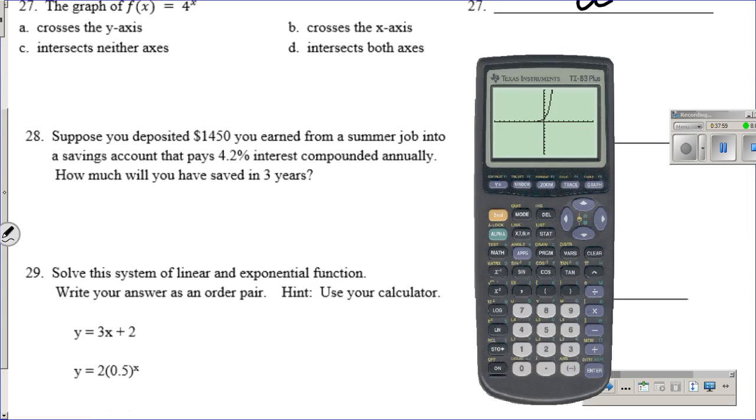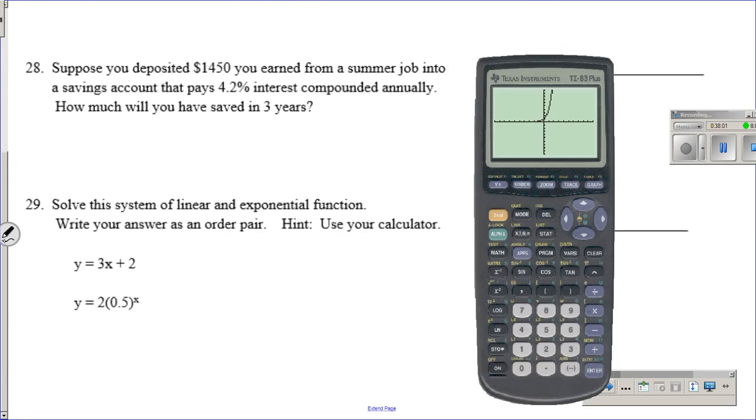Okay, for question 28, it says, suppose you deposited $1,450 you earned from a summer job into a savings account that pays 4.2% interest compounded annually. How much will you have saved in 3 years? So again, look for that. Pays means it's going to increase. You still need to move your decimal. 4.2 divided by 100 is going to give us 0.042. And since it's paying, we are going to add this to 1. So 1 plus 0.042, and that's going to give us the growth factor.